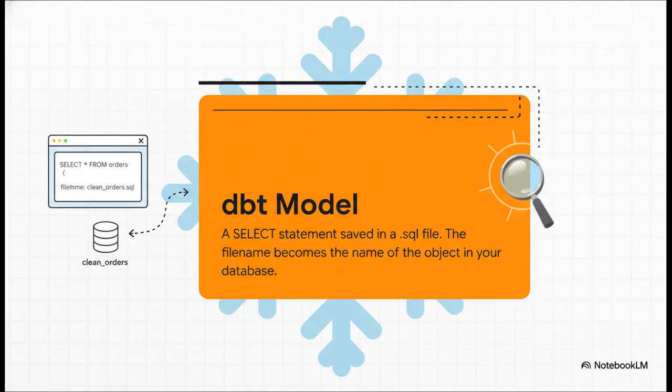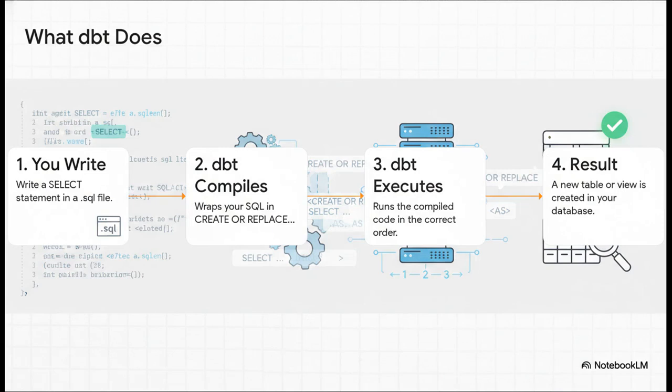So what even is a DBT model? Look, it's not some crazy complex thing. It is, quite simply, a select statement that you save in a .sql file. You name the file clean_orders.sql, and boom, DBT knows you want to create something in your database called clean orders. It's really that simple. So let's just walk through what's happening behind the curtain here.